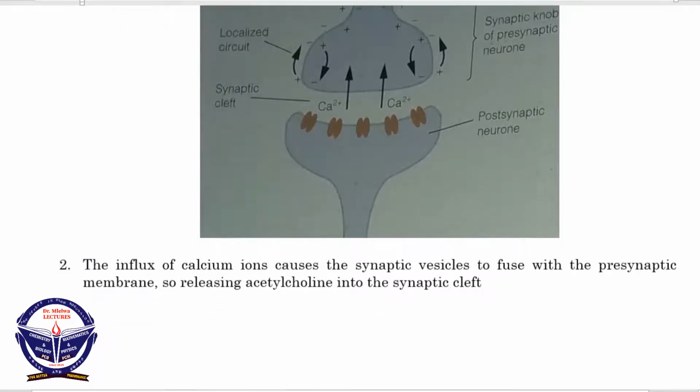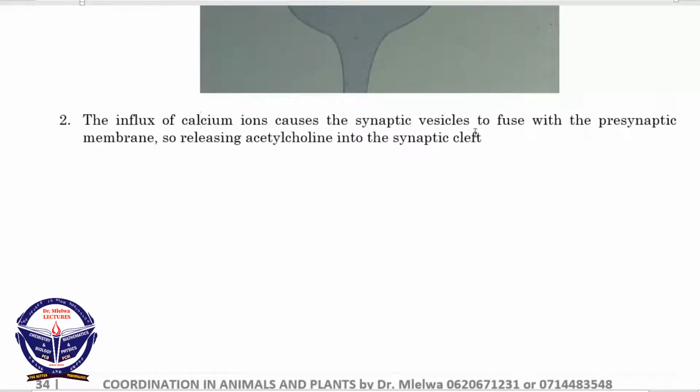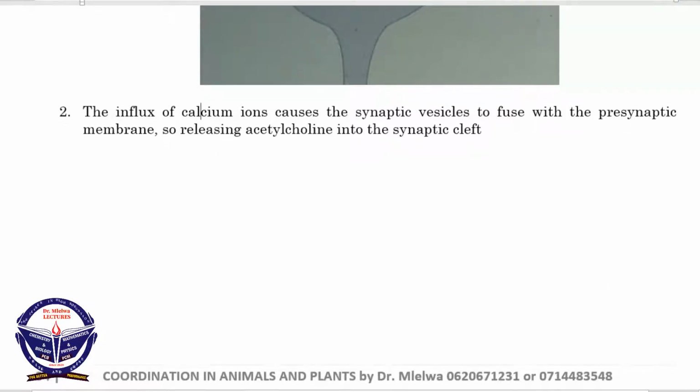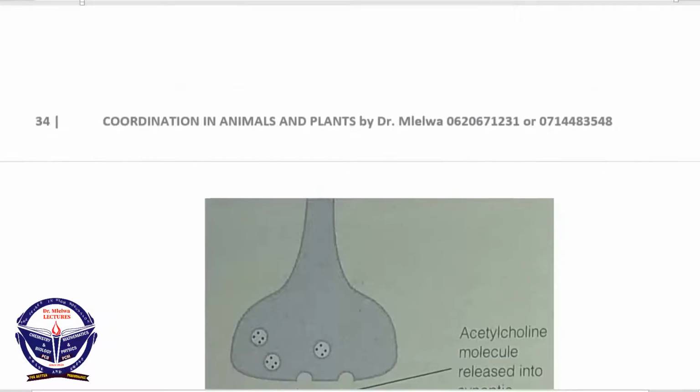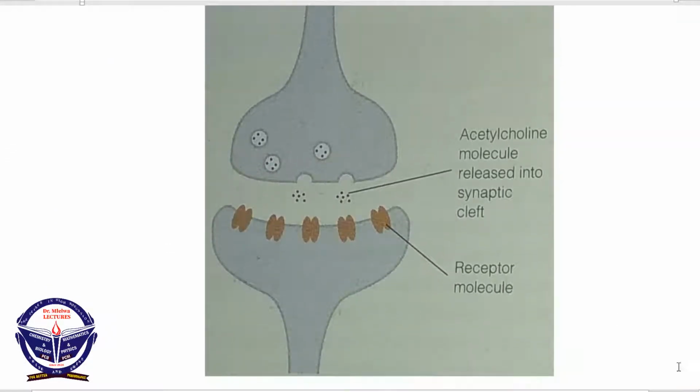As we said, the influx of the calcium ions causes the synaptic vesicles to fuse with the presynaptic membrane, releasing acetylcholine into the synaptic cleft. The diagram which shows the second step can be seen like this. We have the synaptic knob here, and as you can see, entry of the calcium ions in the first step causes the fusion of the synaptic vesicles with the presynaptic membrane, releasing neurotransmitters. So we have the acetylcholine molecules released into the synaptic cleft, and then you have the receptor molecules.